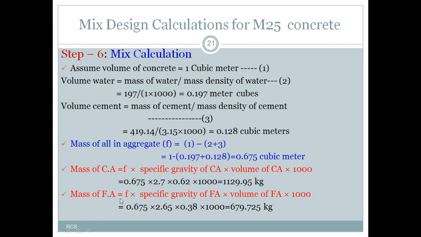Here it is the same formula. In place of the coarse aggregate values, we have to substitute fine aggregate values. F is 0.675, the specific gravity of fine aggregate is 2.65, and the volume of fine aggregate will be 0.38 into 1000. It will give me the total mass of fine aggregate present in 1 cubic meter of concrete, that is 679.725 kgs. This is how we calculate the mass of coarse aggregate and fine aggregate by using step number 6.